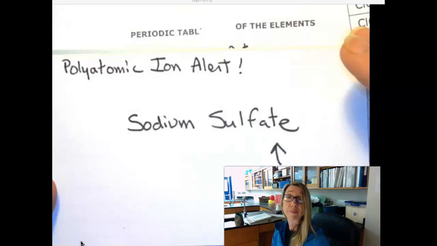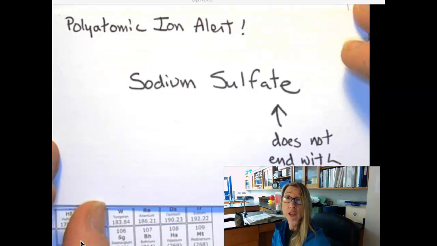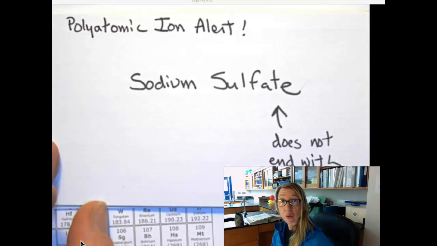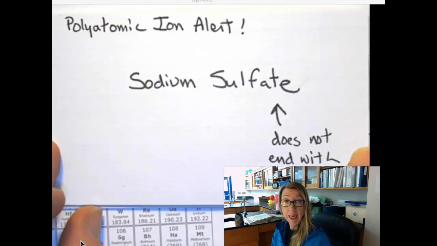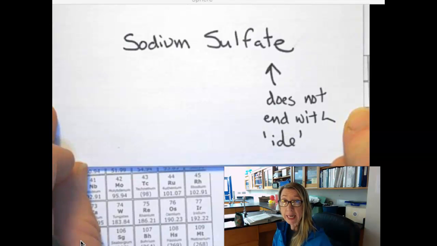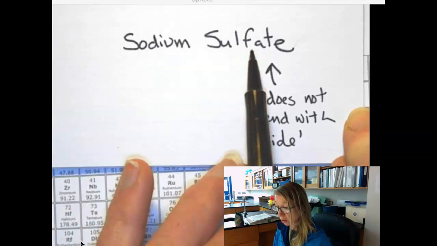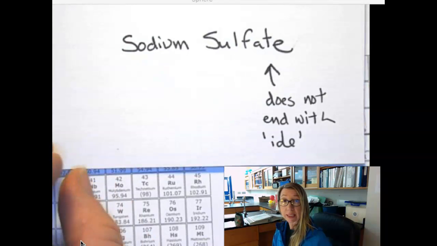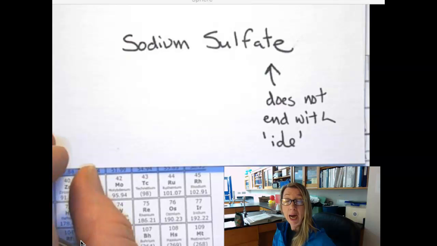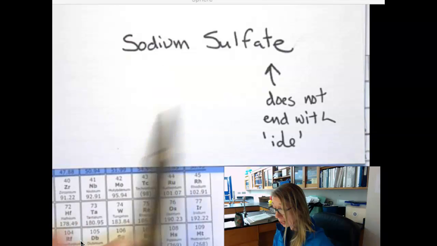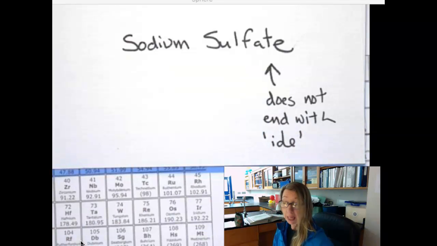So this time, we're going to start looking at the polyatomic ions. This is the new stuff. You learned what a polyatomic ion is in a previous assignment. And the one key thing I'm going to tell you: if you see a name, this is a name, sodium sulfate, and it doesn't end with IDE, it's probably not just a binary ionic compound, binary meaning 2 elements. It's probably 1 element and a polyatomic ion.